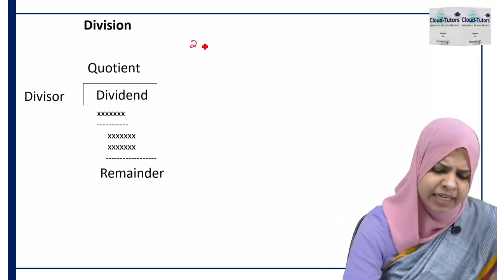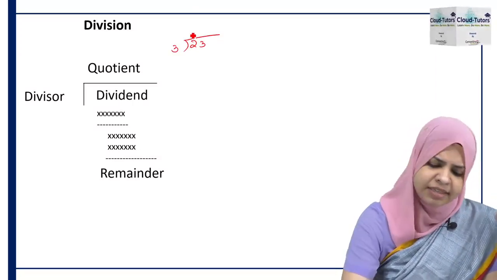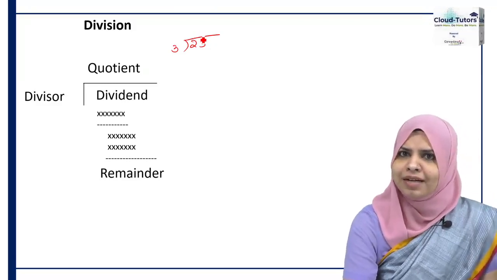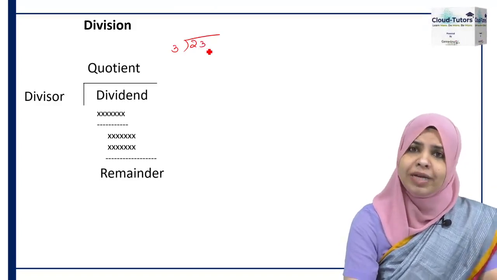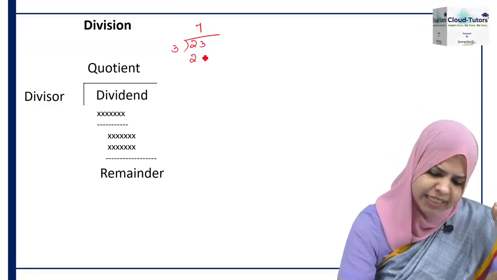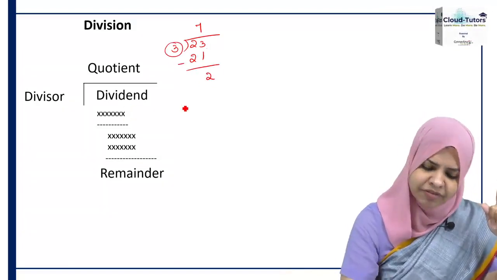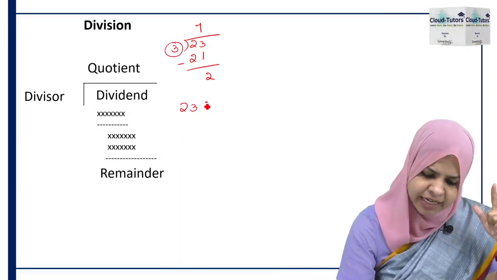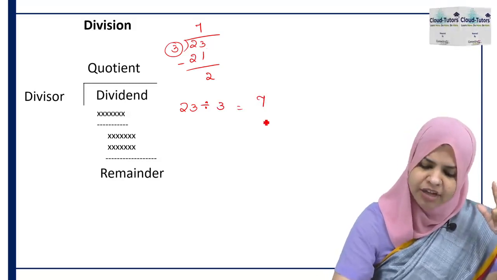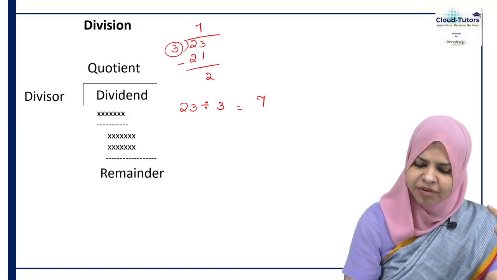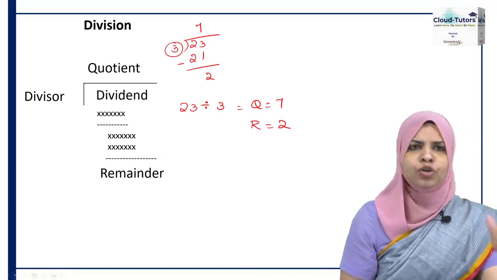If I say 23 divided by 3, so what do you do? 3 is bigger than 2, so I cannot just divide with 2, so I'll take the next number 3 as well. So 23, how many times? 7 times 21, and I get a 2 remainder. So if I have to write like this, 23 divided by 3 gives me 7 as my quotient with 2 as my remainder. Quotient is 7, remainder is 2, right?